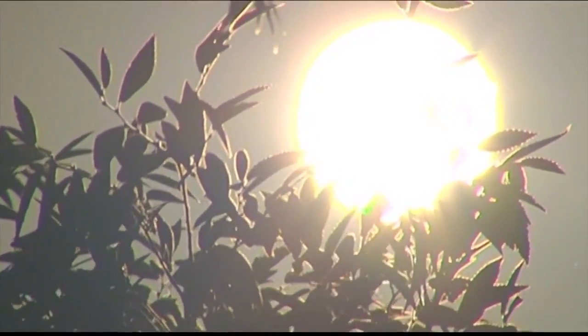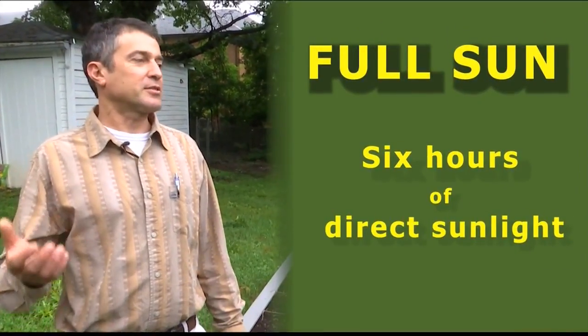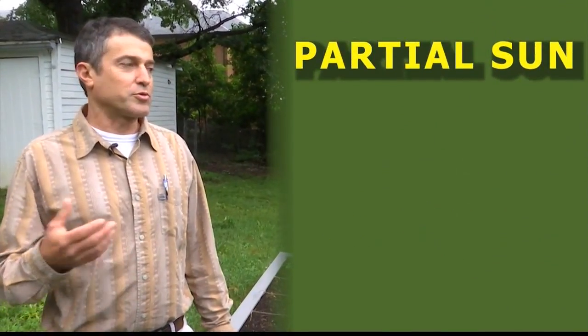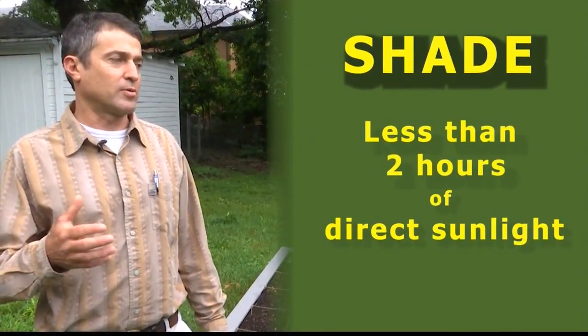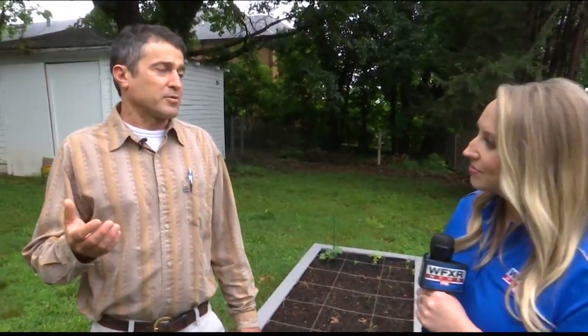Sunlight is very important for plants. Some plants need more than others. Full sun plants need about 6 hours of direct sunlight. Partial sun plants need 2 to 4 hours of direct sunlight, and shade plants need less than 2 hours of sunlight. To complicate matters, the sun's angle or distance from the horizon changes throughout the year. In the wintertime, it's much lower on the horizon, and in the summertime, much higher. So how do you know how much sunlight a location receives so that you can place your garden or your plants there appropriately?